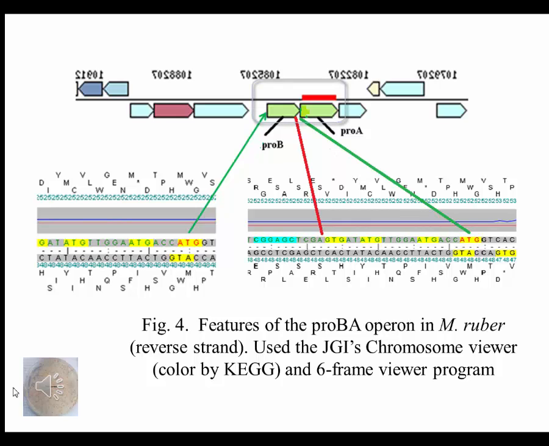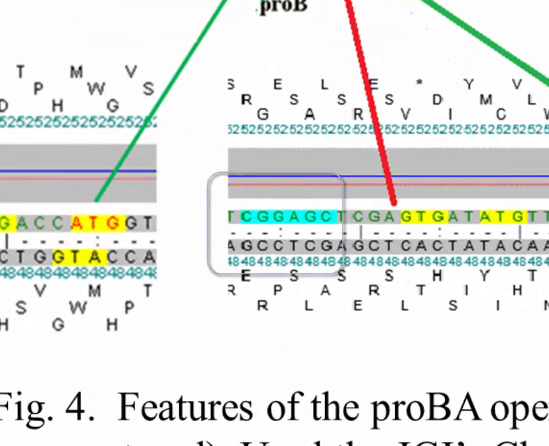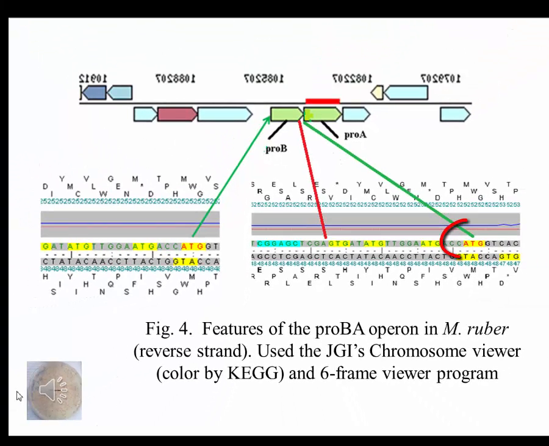As with E. coli, Mrub proB and proA are believed to be an operon, because this pattern is maintained in Mrub's close relatives as well as most organisms in the bacterial domain. The green lines identify the start codon, and we can find those using the 6-frame viewer program. The red line indicates the stop codon for proB. There is a putative Shine-Dalgarno in front of the proA, but it is much too far away from the proA start codon to be functional.